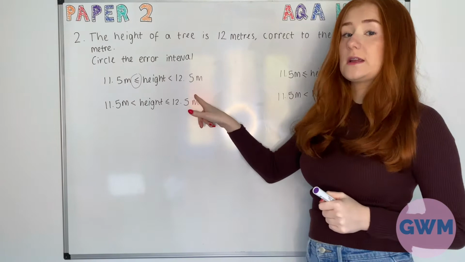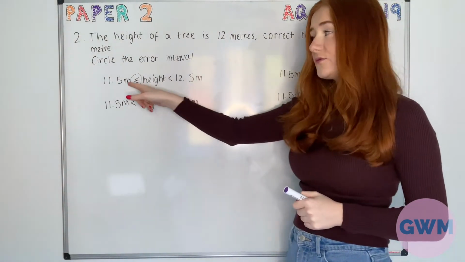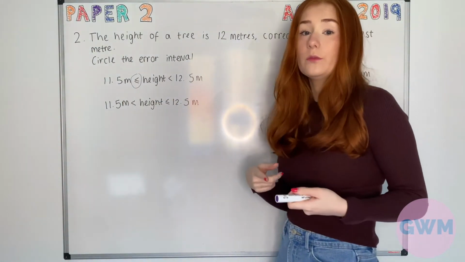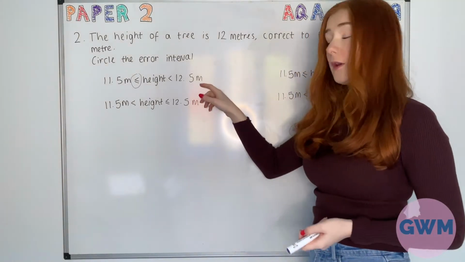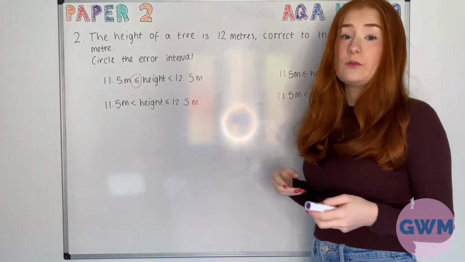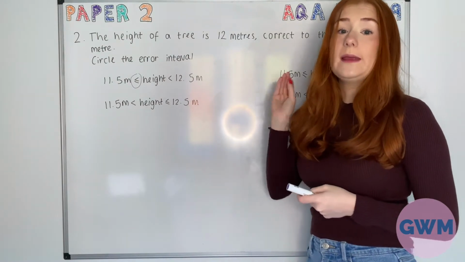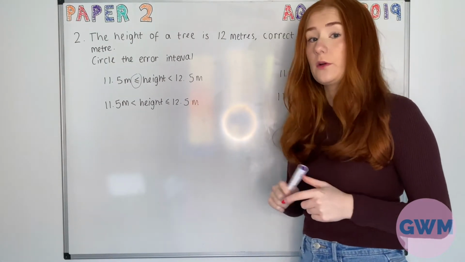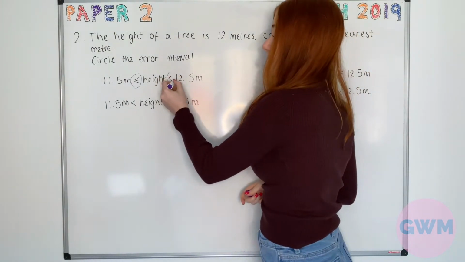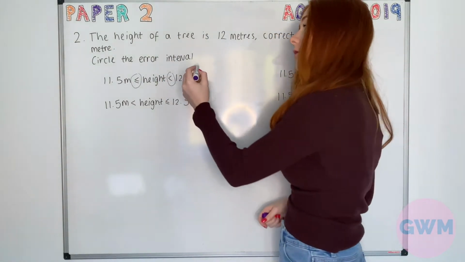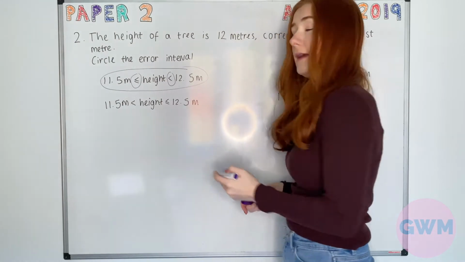Now, looking at the other side of the inequality. As I've just mentioned, anything at 0.5 and up, we round up. So if this one included 0.5, we would be rounding it up to 13. It wouldn't give us the nearest metre to 12. So it's got to be less than 0.5, but not including 0.5, which is the symbol here, without the extra line. Therefore, this one is our answer.